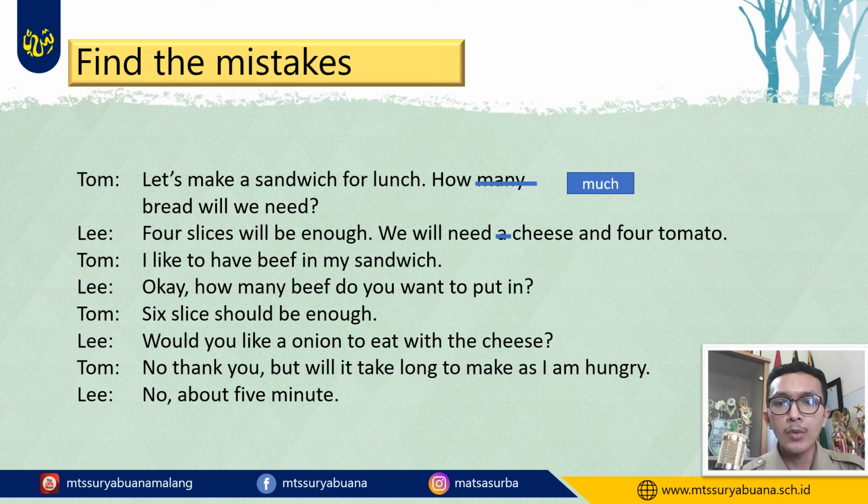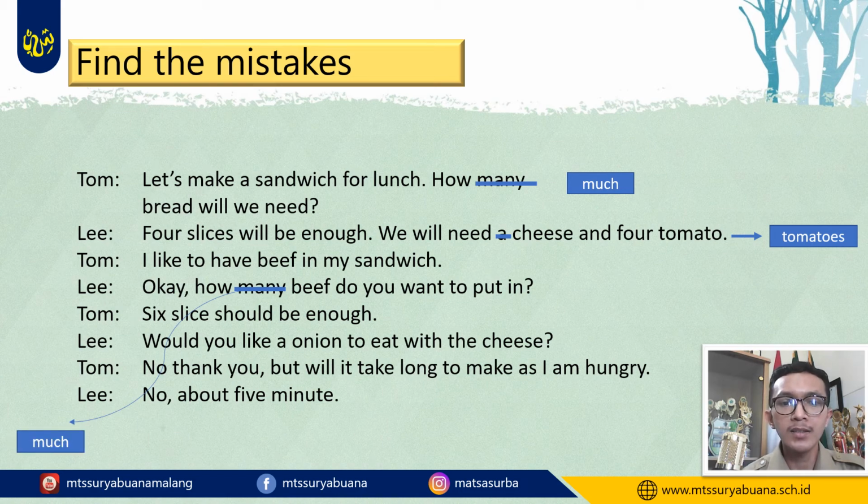And then we will need a cheese. Here is wrong, so you have to delete this word, a. We will need cheese. The next one is about tomato. You see here 4 tomato. It should be tomatoes. 4 tomatoes. And then the next sentence, how many? The word many here is wrong because the noun is beef. So you have to change many become much.